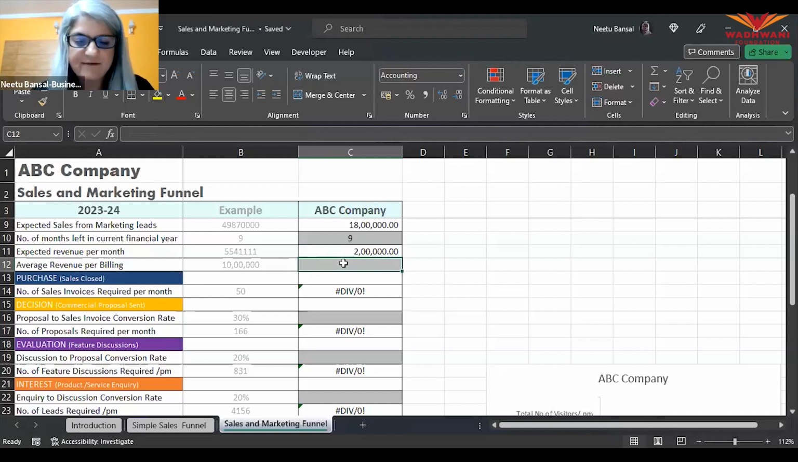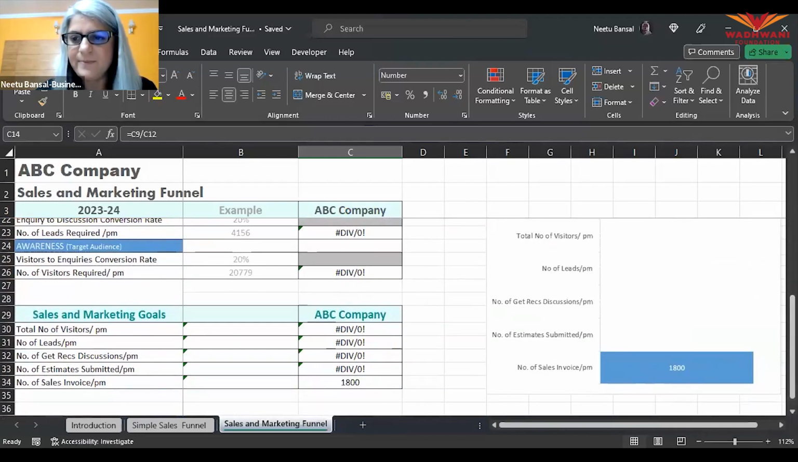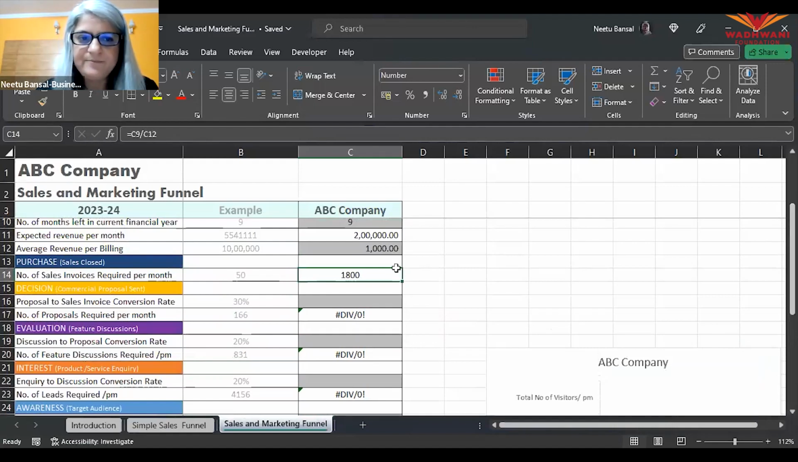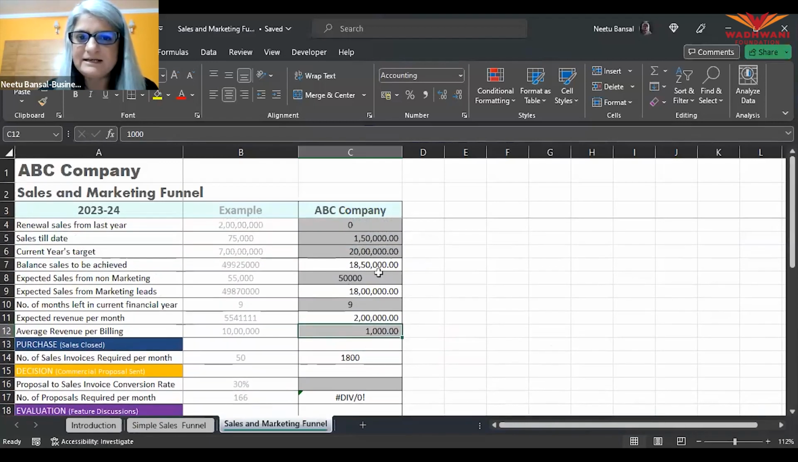Okay, so let's say that my average billing is about 1,000 rupees. So I'm in a B2C business. I have volume business, and I'm saying that my average billing is 1,000 rupees. Now automatically we can see that I need to raise 1,800 invoices per month. So my funnel has started building. Based on the numbers that I have put in, every month I need to raise 1,800 invoices for me to be at an average value of 1,000 rupees to reach my target of 18 lakhs.